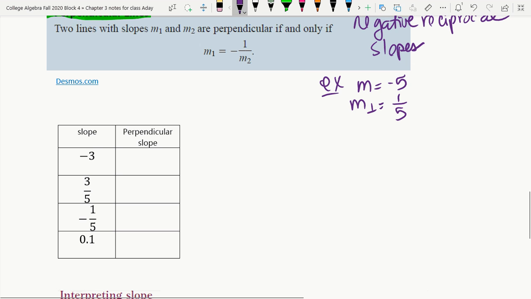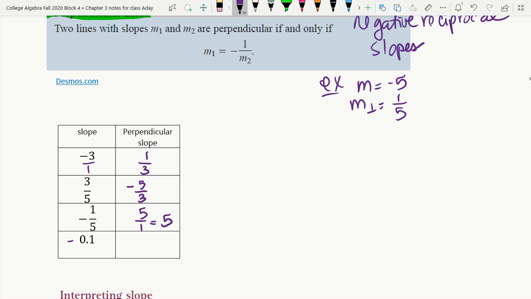So let's look at these then. If I have an original slope of negative 3, the perpendicular slope, think of that as negative 3 over 1, so you flip it, 1/3, and change the sign. 3/5, the perpendicular slope would become negative 5/3. Negative 1/5, the perpendicular slope, you flip it and you get 5 over 1 and it becomes positive, so just positive 5.